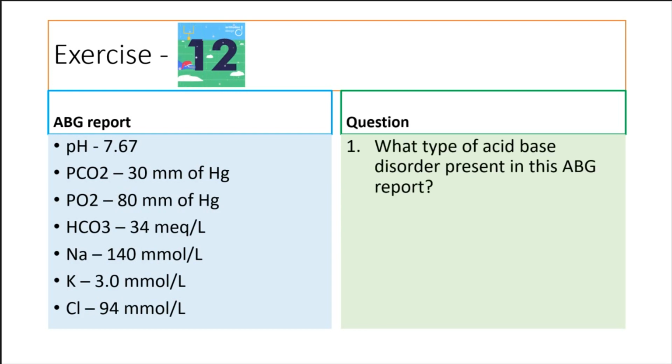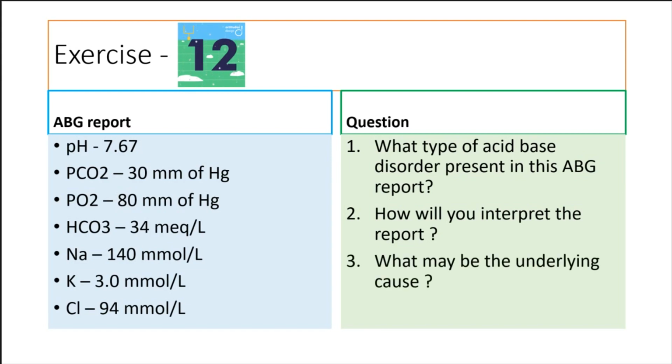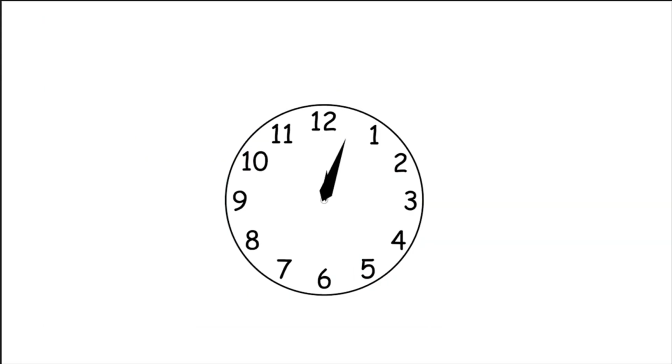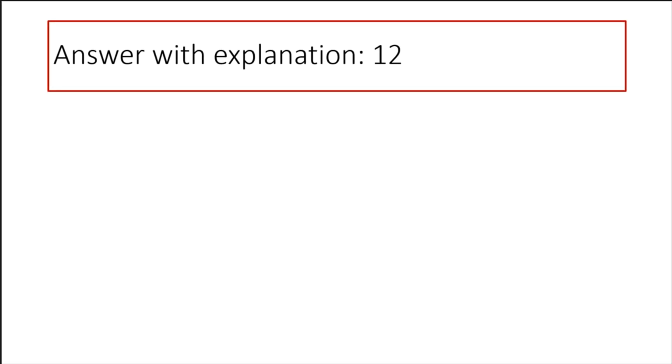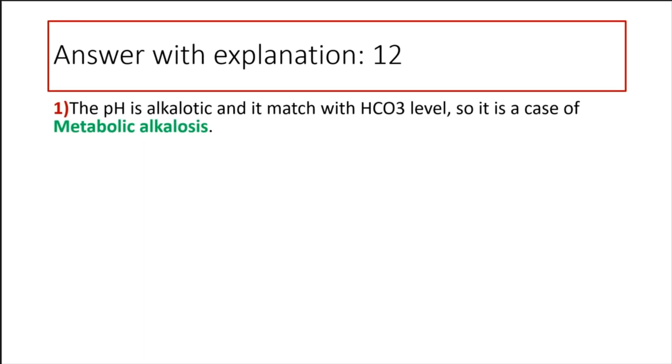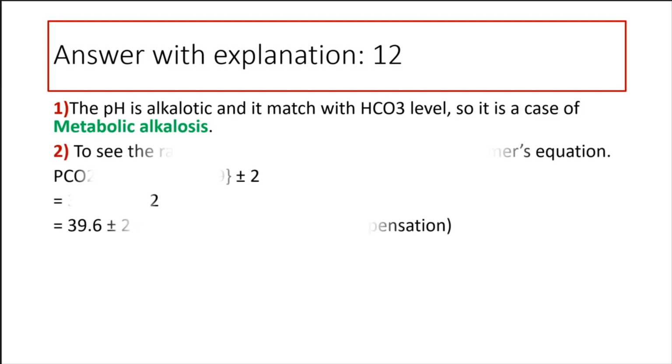Question. 1. What type of acid-base disorder is present in this ABG report? 2. How will you interpret the report? 3. What may be the underlying cause? How fast can you solve it? Answer with explanation. 1. The pH is alkalotic and it matches with HCO3 or bicarbonate level, so it is a case of metabolic alkalosis.